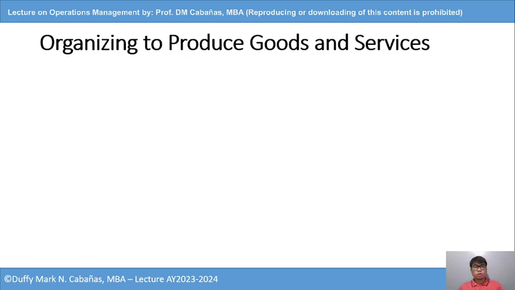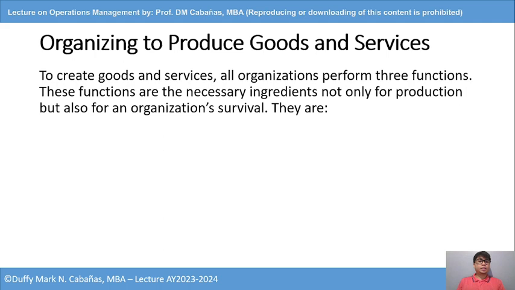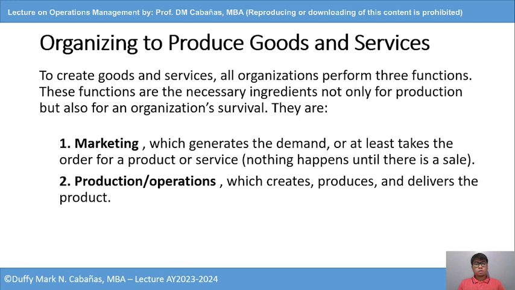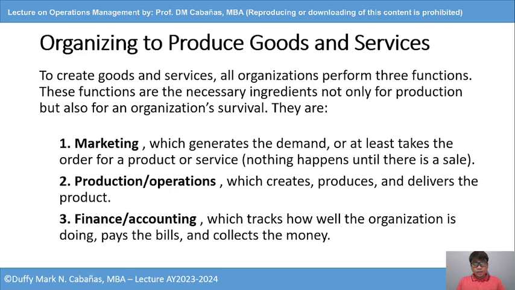Organizing to produce goods and services. To create goods and services, all organizations perform three functions. These functions are the necessary ingredients not only for production but also for an organization's survival. Number one, marketing, which generates the demand, or at least takes the order for a product or service. Nothing happens until there is an actual sale. Number two, production or operations, which creates, produces, and delivers the product. Number three, finance or accounting, which tracks how well the organization is doing, pays the bills, and collects the money. So again, all organizations, when they create goods and services, perform these three functions. These are all the necessary ingredients.